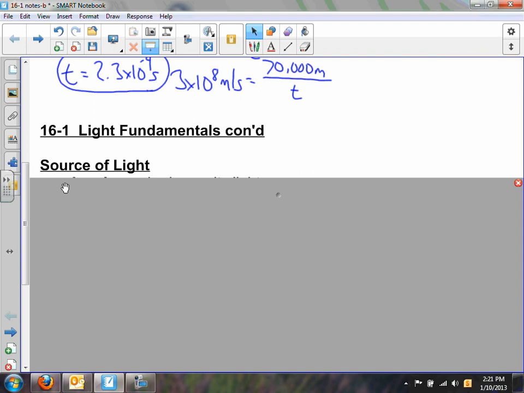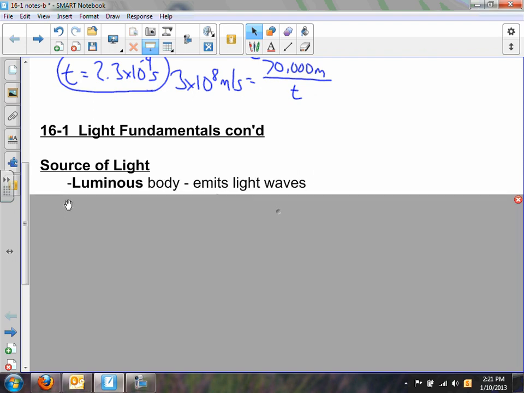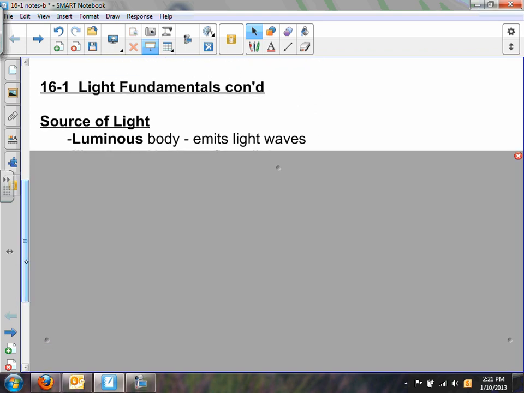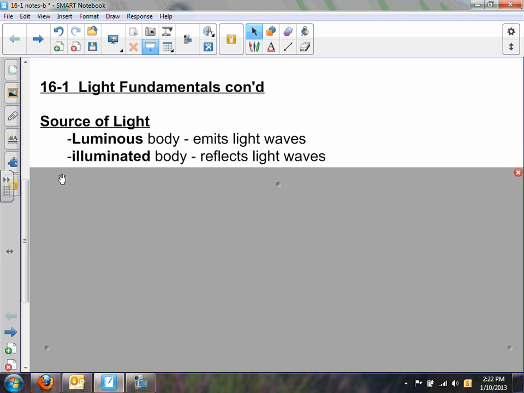But everything doesn't give off light. Things that give off light are called luminous. So a luminous body is something that emits light. An example of that would be something like a light bulb, the sun. Those are all luminous bodies. But we also see things that don't give off light, and those are called illuminated bodies.